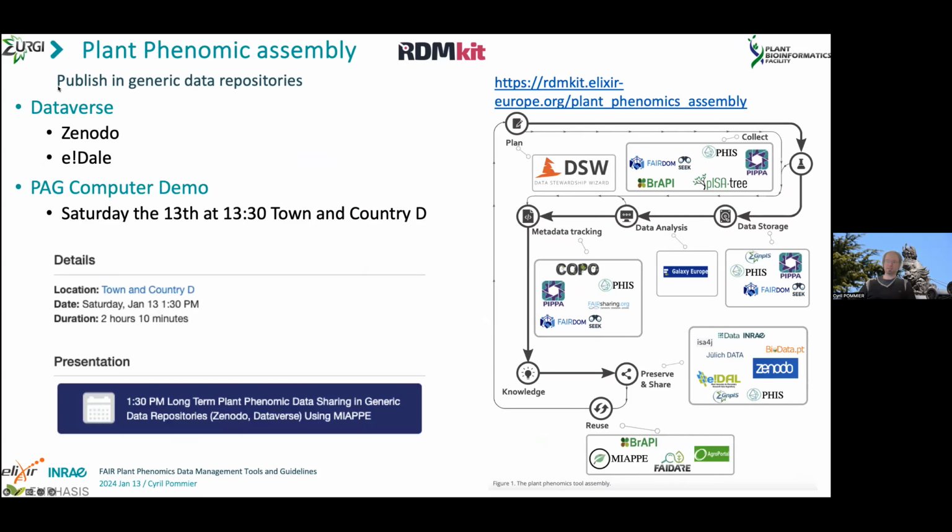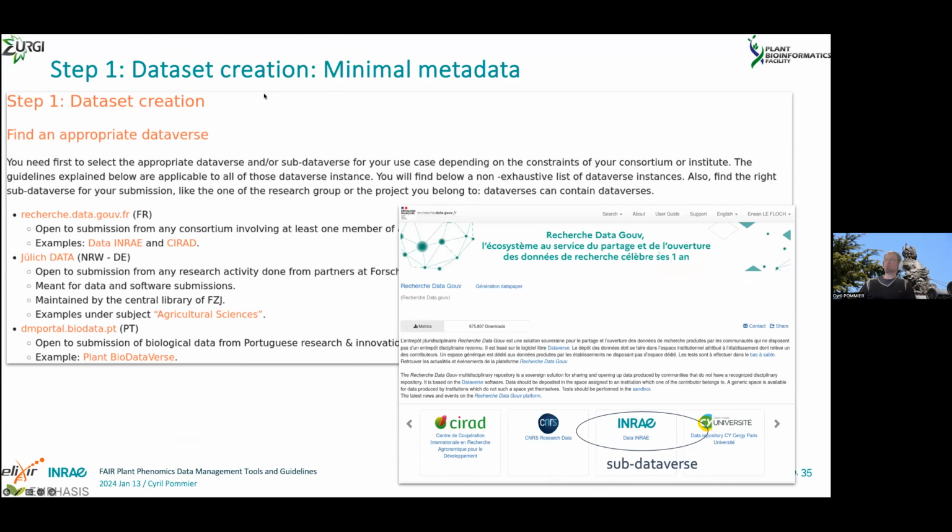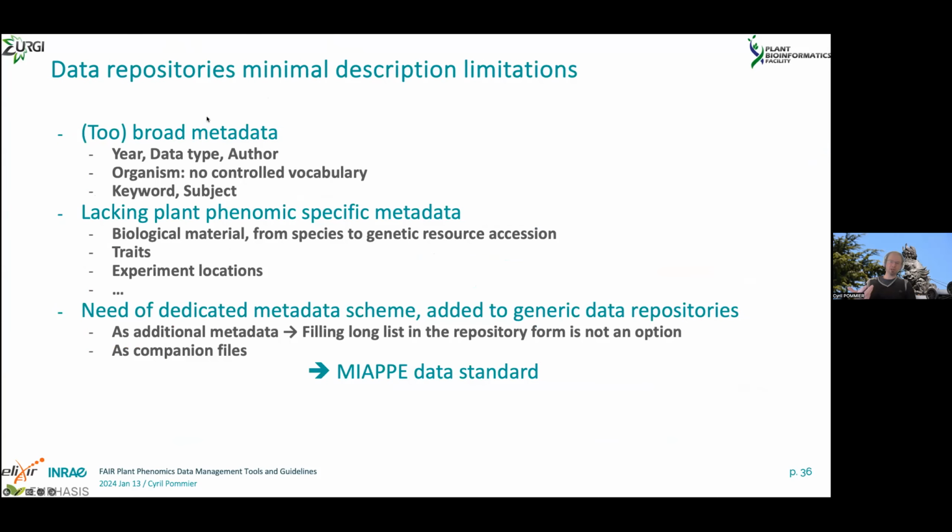And just to go quickly into the details of how you can do this, the recipe in the FAIR cookbook from this tool assembly shows you how to create a minimal metadata set within those generic data repositories, such as here, the Dataverse, but with limitations. Mainly, the metadata are too broad, with year, data type, author, organism, which is not controlled by any kind of vocabulary, only keyword and subject, and that's all.